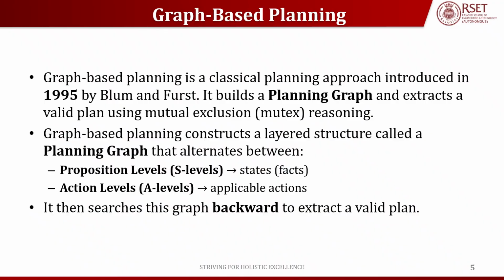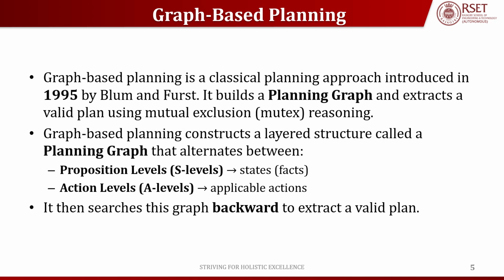Now in this slide, we will see what graph-based planning is. This is a type of classical planning approach which was introduced in 1995 by Blum and Furst. It builds a planning graph and extracts a valid plan using mutual exclusion, also known as mutex. So it is mutual exclusion reasoning.